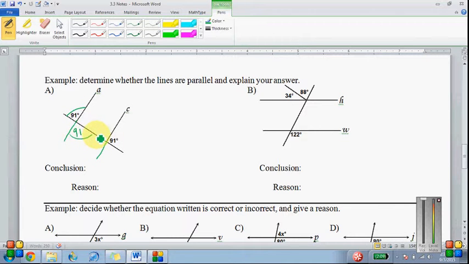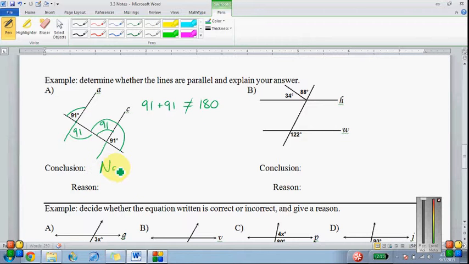This angle and this angle are alternate interior angles, so these two should be congruent if these are parallel lines. So if this is 91, these two together have to add up to 180. They have to make a straight line, but 91 plus 91 does not equal 180.